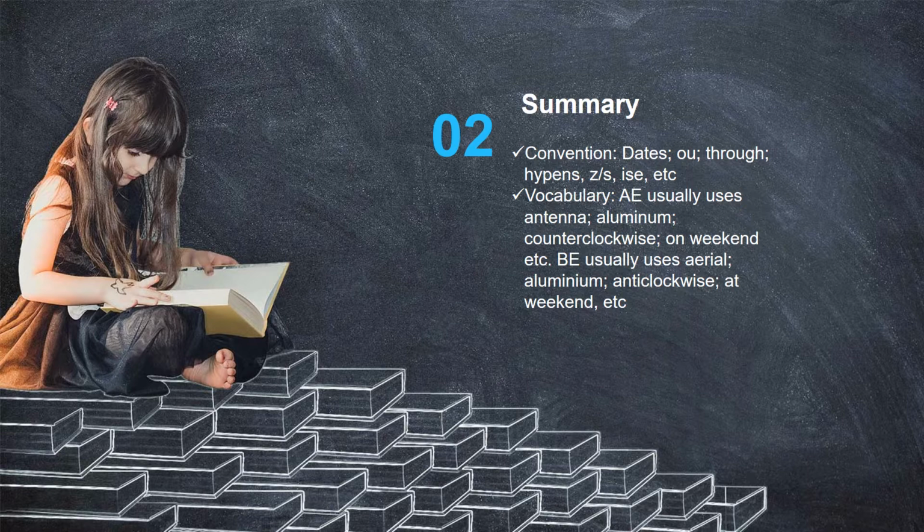Vocabulary. American English usually uses antenna, aluminum, counterclockwise, on weekends and etc. Meanwhile, British English usually uses aerial or television, aluminium, anti-clockwise, and at weekends. So you can see the differences from the vocabulary between American English and British English.